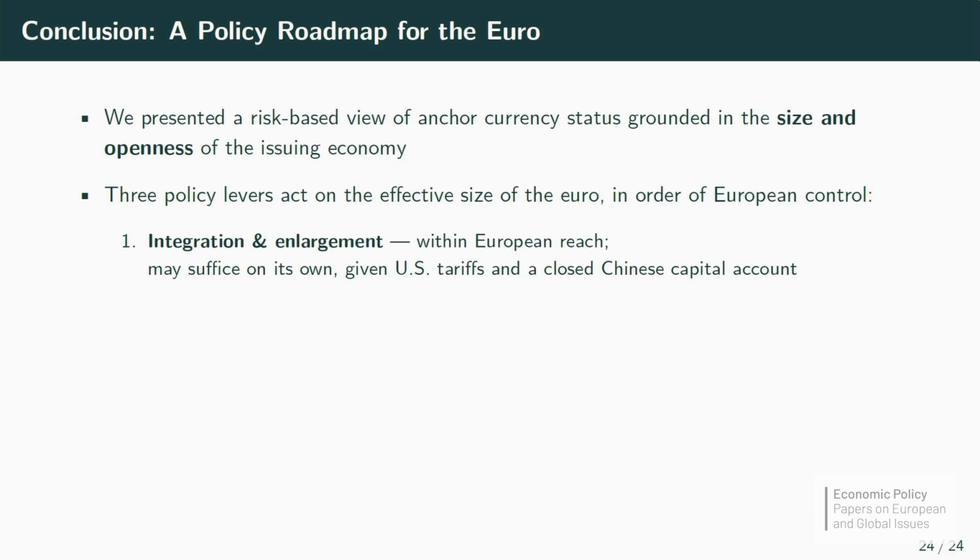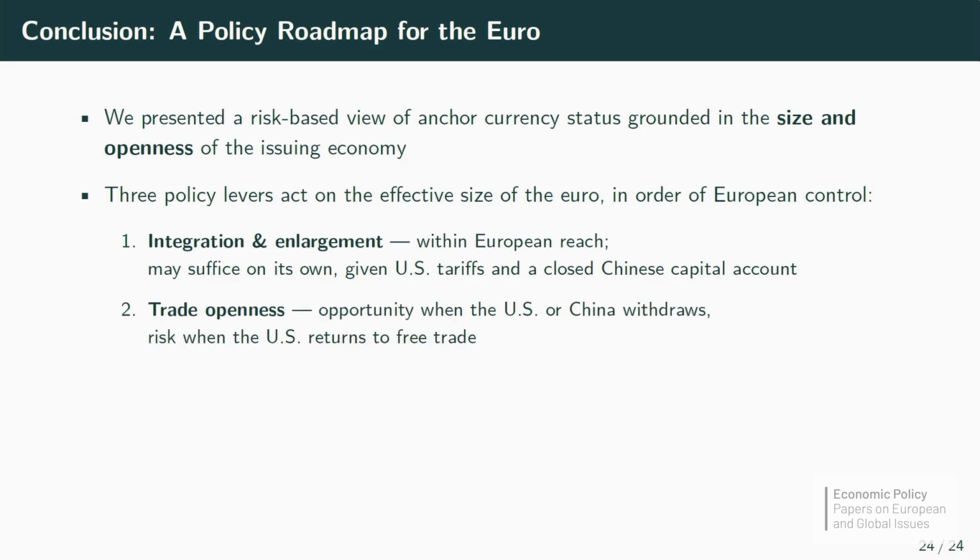And so there are three different policy levers that can affect the effective size of the euro, and we presented them in order of European control. One is just integration and enlargement. Can you get other countries to join together with the rest of the euro area? That may be good enough on its own to promote the euro as an anchor currency, given the current state of the US imposing tariffs on the rest of the world and the fact that China imposes capital controls.